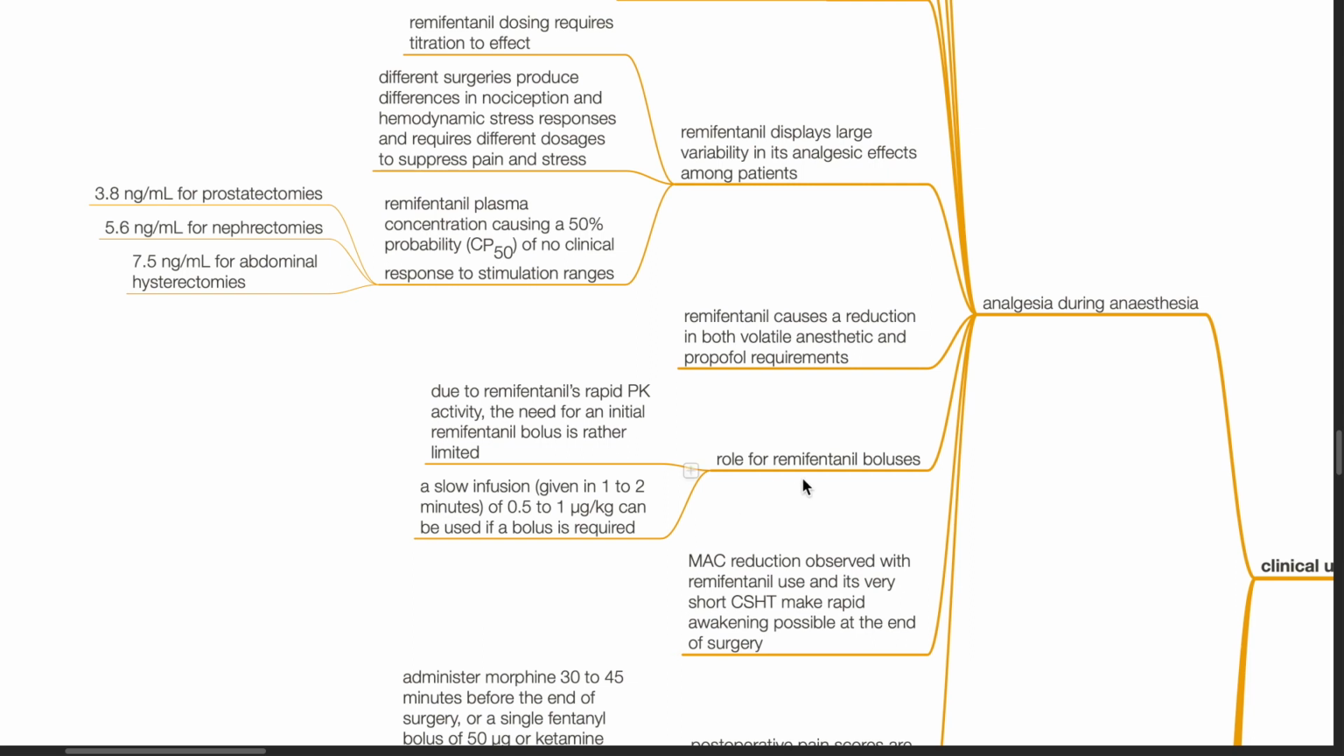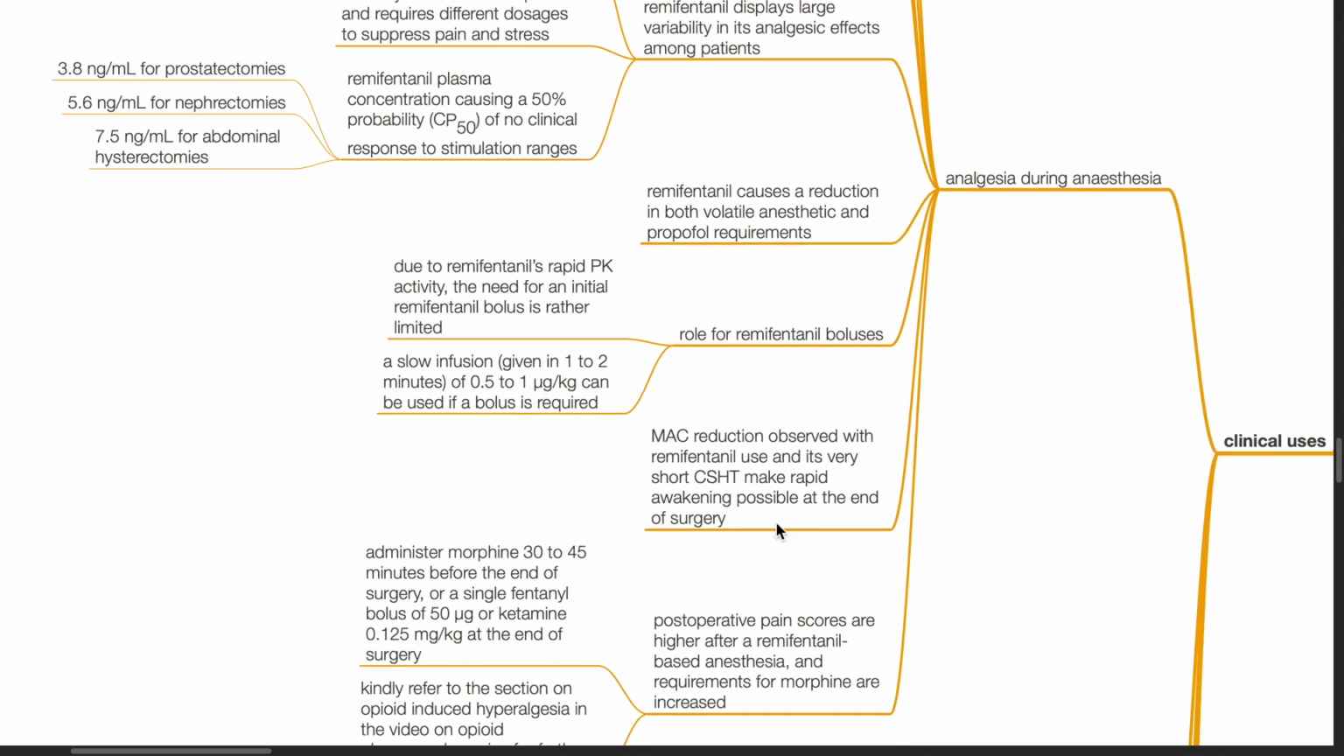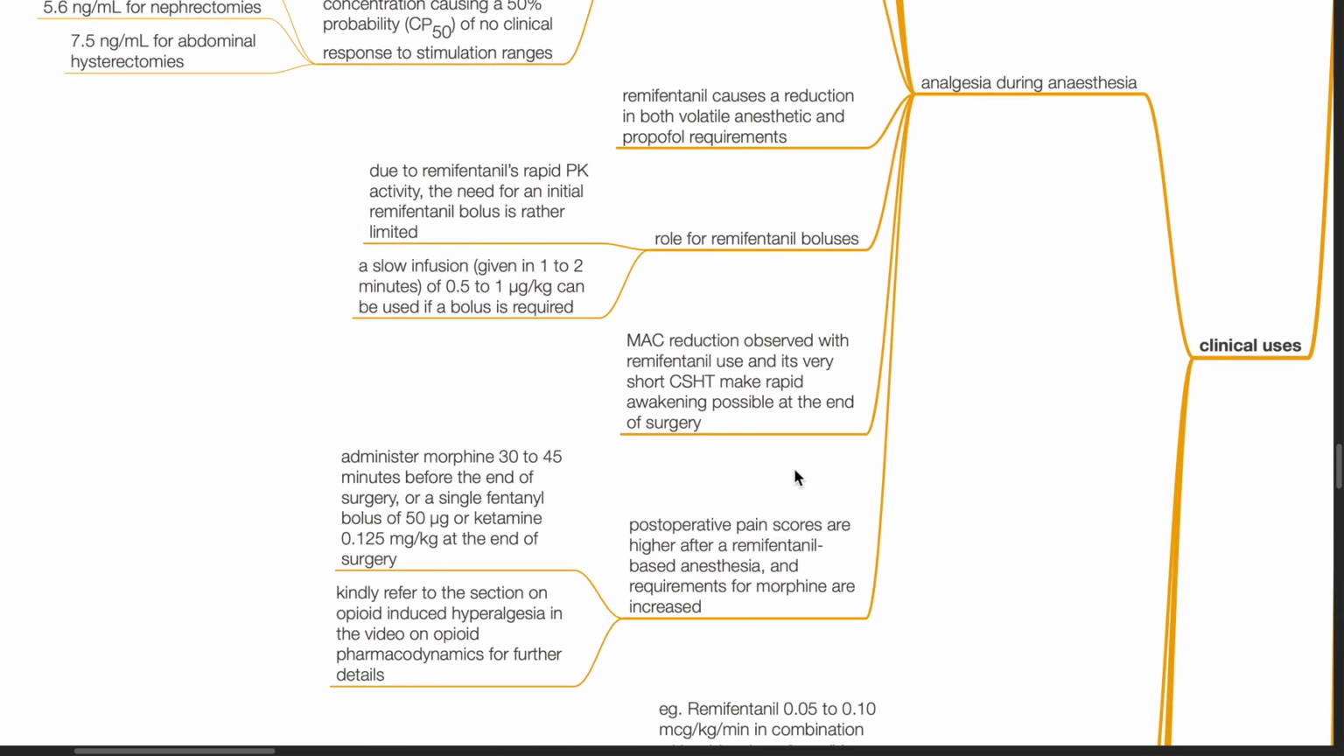Role for remifentanil boluses. Due to remifentanil's rapid pharmacokinetic activity, the need for an initial remifentanil bolus is rather limited. A slow infusion given over 1 to 2 minutes of 0.5 to 1 mcg per kg can be used if a bolus is required. MAC reduction observed with remifentanil use and its very short context-sensitive half-time make rapid awakening possible at the end of surgery.